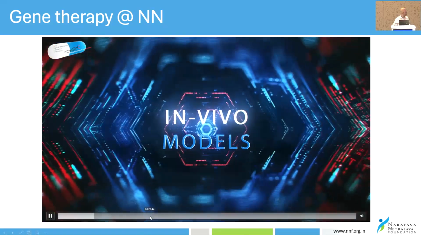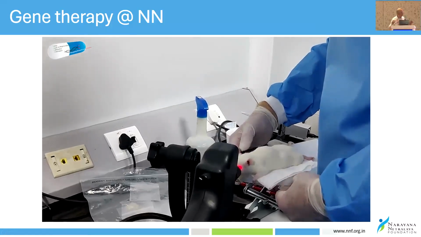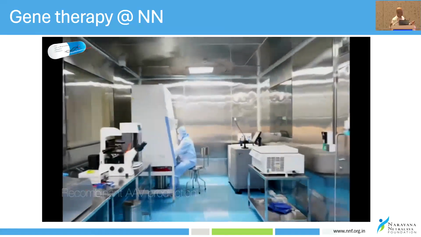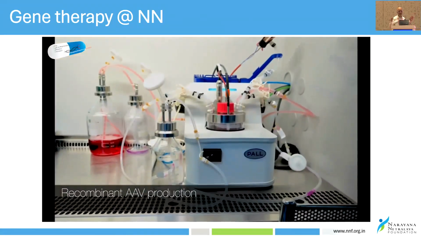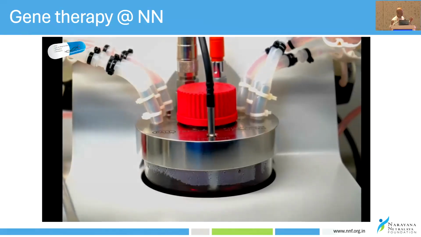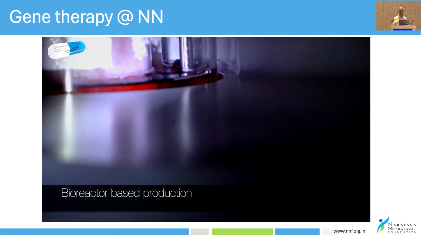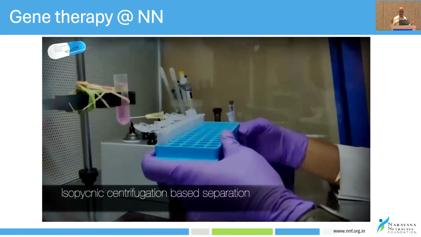So these are the various in vivo models which we have. Finally, the gene therapy product, the medicine, is going to go inside these animals. So we have to set that up. The AAV production, that is the vehicle which is going to carry the good gene, is produced in-house in the lab, so to make it affordable. So we have to make millions of these vehicles.